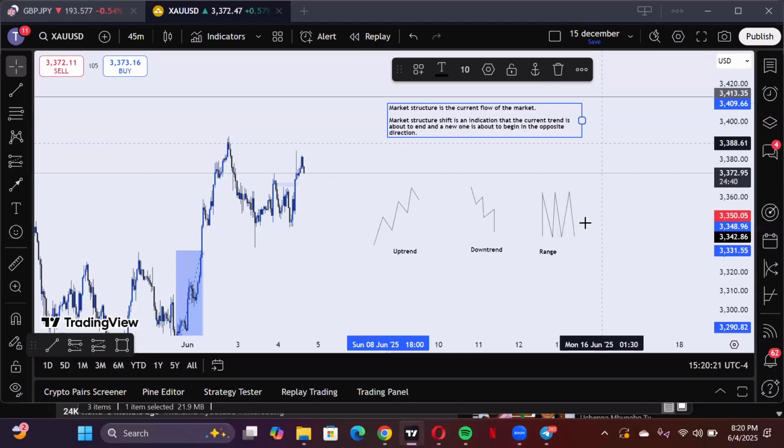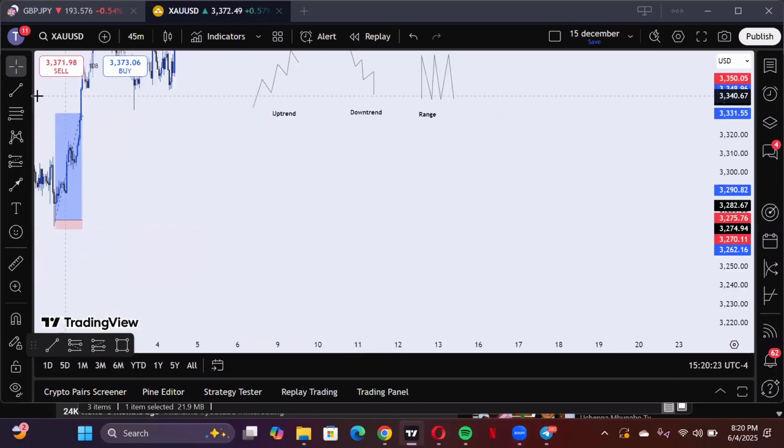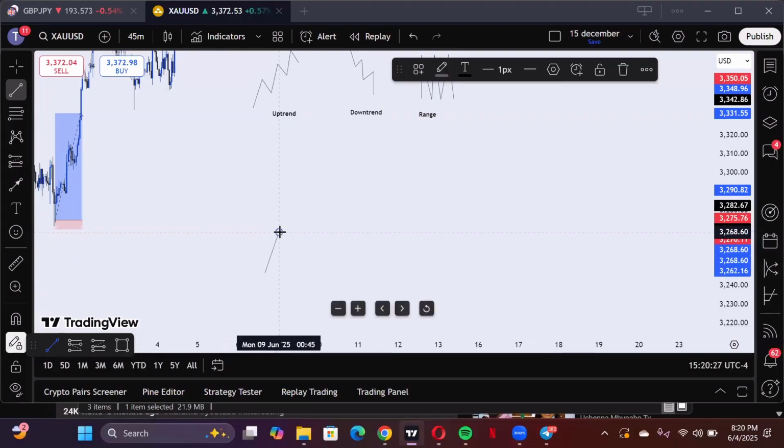So now we have a basic uptrend, and the basic uptrend is made up of market making a series of what? Higher highs, then higher lows, higher highs, then higher lows, higher highs, then higher lows. So we already know that the characteristics of an uptrend is what? Higher highs and then higher lows, higher highs and then higher lows.